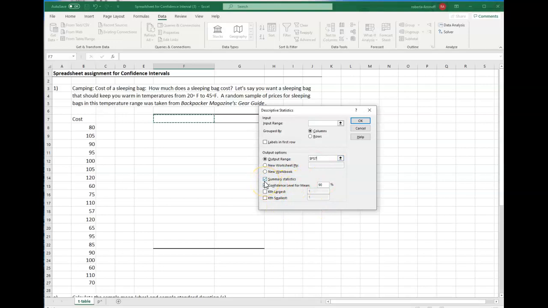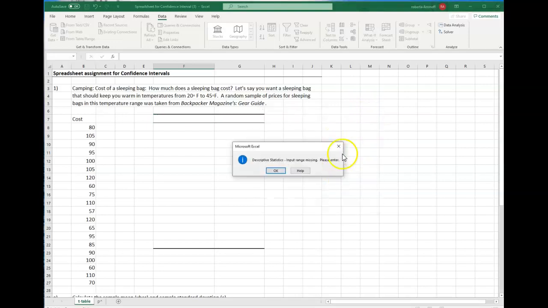Please make sure to click on Summary Statistics so you get all the information about the data. You're going to put in the confidence level. We are looking for a 90% confidence interval. If you want 95%, you just change it to 95%. If you want 99%, you can change it to 99% here. We click OK.